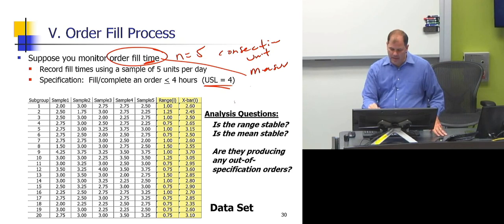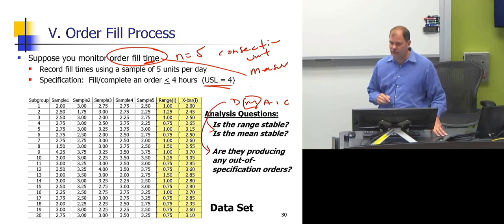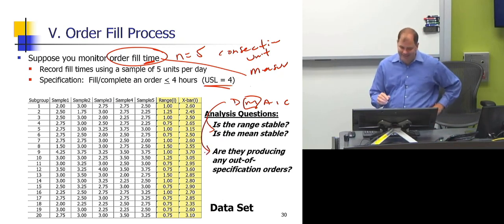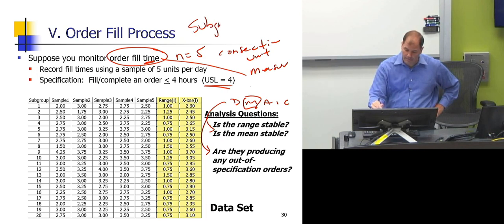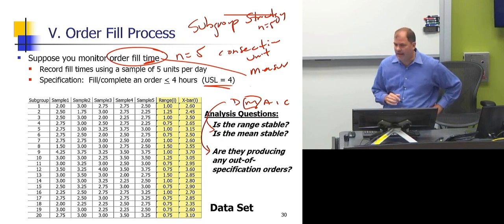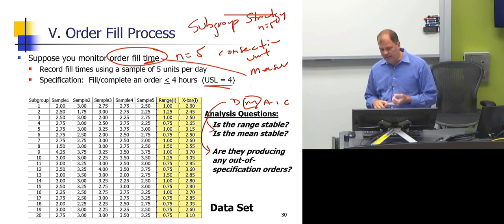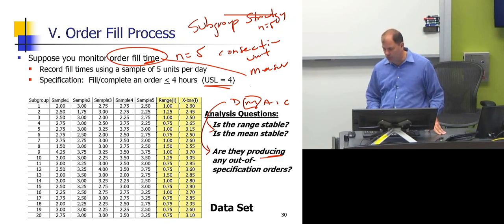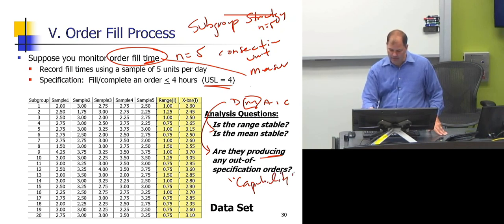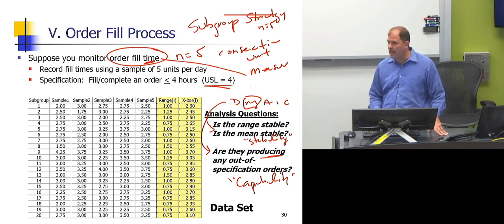If I am in the DMAIC process and I'm in the measure phase, these are my classic questions. If I've taken subgrouping, so I have a subgroup approach, I'm going to ask myself, is the range stable within a subgroup? Is the mean stable? And then I'm going to ask whether or not I am producing any out of specification orders. This is the issue of capability, and this is the issue of stability. Whether I have a stable, capable process.